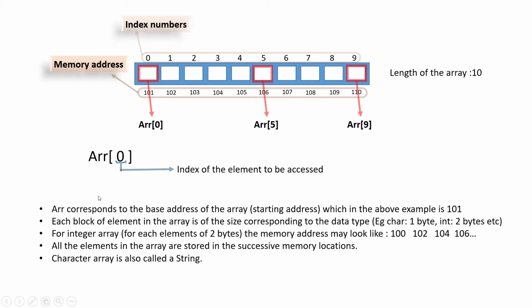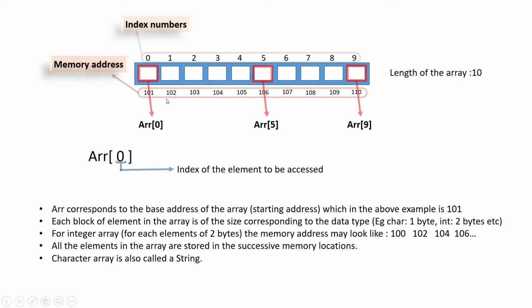This is the syntax for accessing any element: arr, and then square brackets, the index of the element to be accessed. Each block of the element in an array is of the size corresponding to the data type. For example, for character each block is 1 byte, or for integer each block will be 2 bytes, etc.